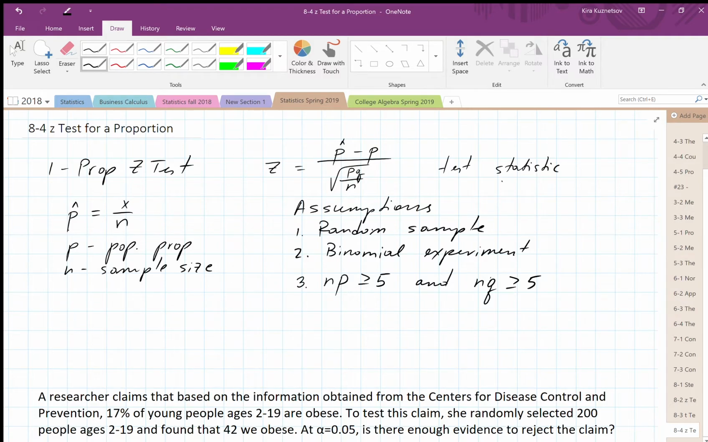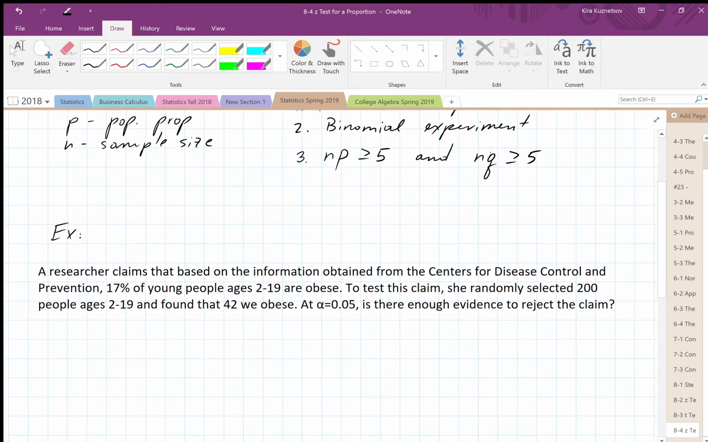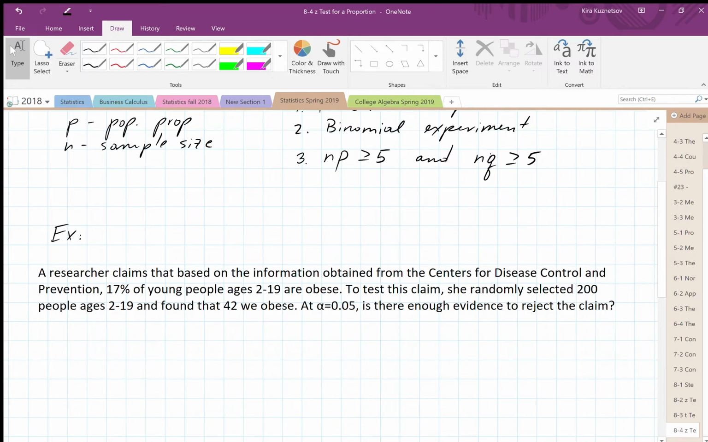So let's start with the first example. A researcher claims that based on the information obtained from the Centers for Disease Control and Prevention, 17% of young people ages 2 to 19 are obese. To test this claim, she randomly selected 200 people in that age category and found that 42 were obese. We are given an alpha, and we're asked to figure out: is there enough evidence to reject the claim?